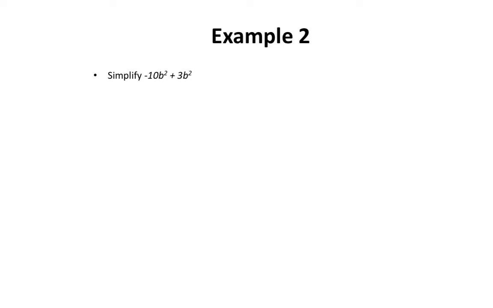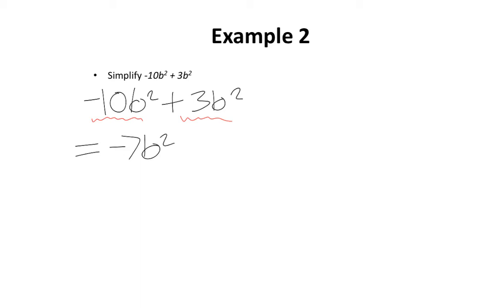In our second example, we want to simplify negative 10b squared plus 3b squared. The first thing you want to do is rewrite the question. Next, we want to identify like terms. Remember, like terms have the same variable raised to the same exponent. These are like terms because they have the same variable of b, and they are both raised to the same exponent of 2. Therefore, negative 10b squared plus 3b squared is negative 7b squared.